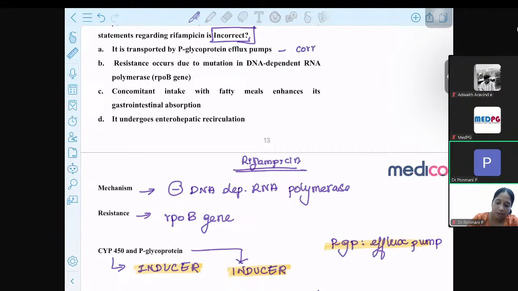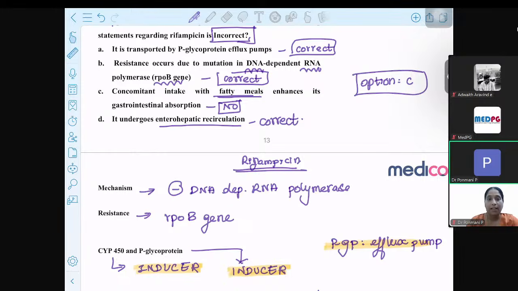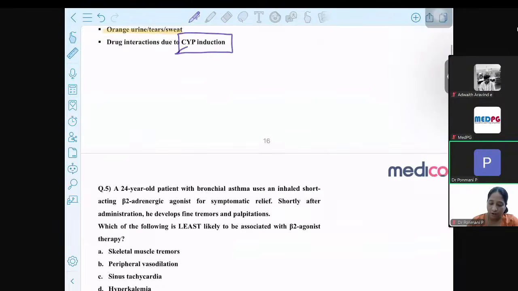Okay, so this option is correct. The resistance occurs due to the mutation in DNA-dependent RNA polymerase, which is the RPOB gene. Yes, this is also correct. Concomitant intake with fatty meals enhances its absorption. Is it right? No, because just now we saw it has to be taken on an empty stomach, right? And it undergoes enterohepatic recirculation. Yes, it is right. So the correct option is option C, the option which is incorrect. Clear? So now we'll go to the next question.